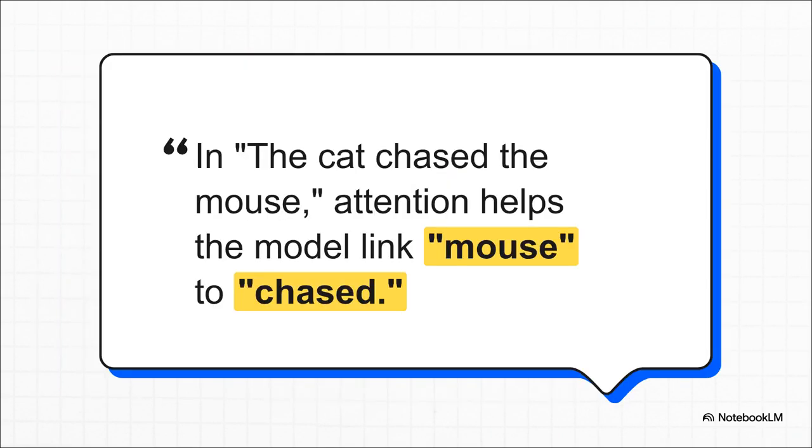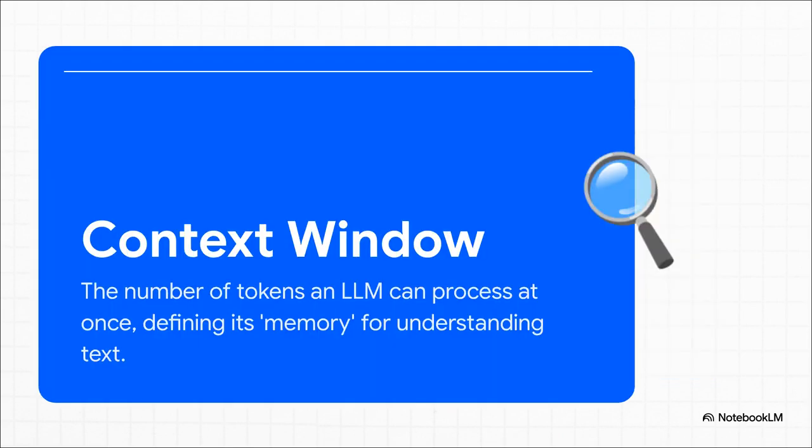Let's take a super simple sentence. The cat chased the mouse. The attention mechanism lets the model see that the word "chased" is fundamentally connected to both "cat" and "mouse." It learns to pay less attention to words like "the" and instead focus on the key relationships that give the sentence its actual meaning. Of course, there's a limit to this. The model can't process an infinite amount of information all at once.